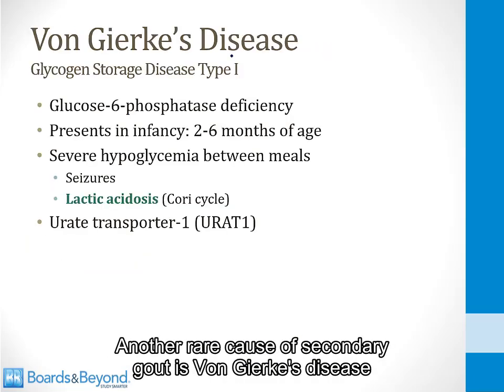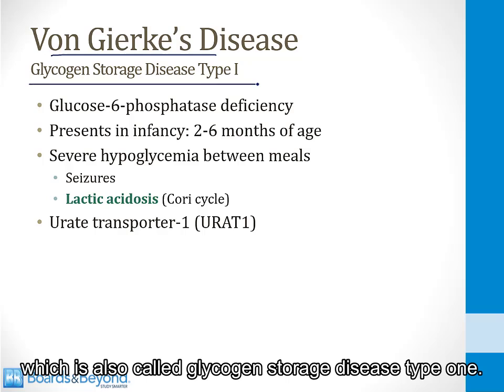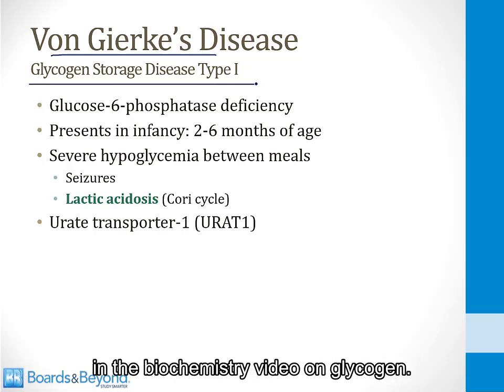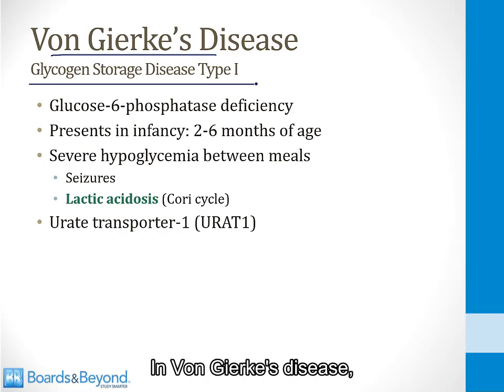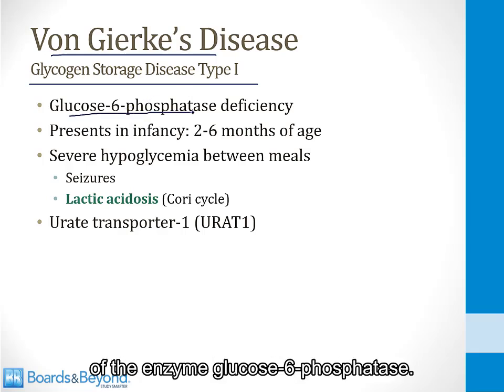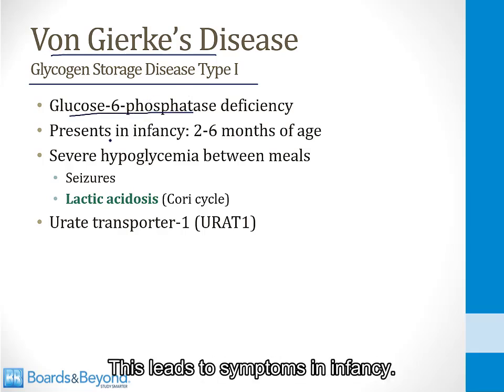Another rare cause of secondary gout is von Gierke's disease, which is also called glycogen storage disease type 1, and I talk about this disorder in detail in the biochemistry video on glycogen. In von Gierke's disease, children are born with a deficiency of the enzyme glucose 6-phosphatase. This leads to symptoms in infancy.